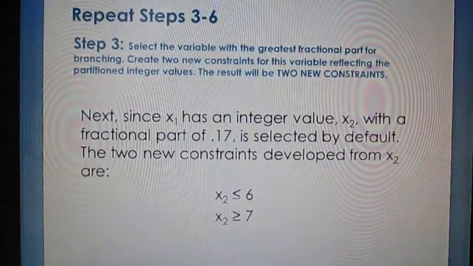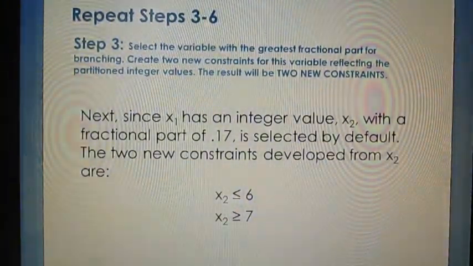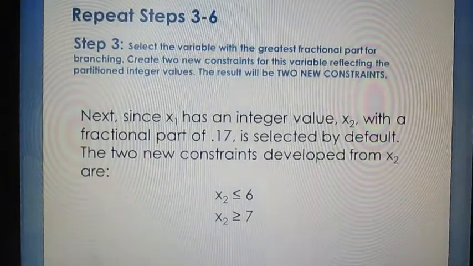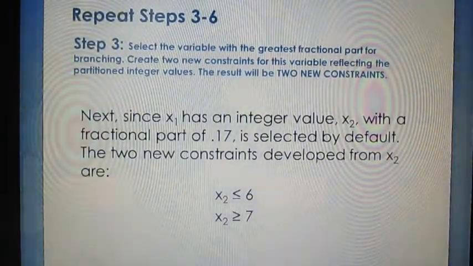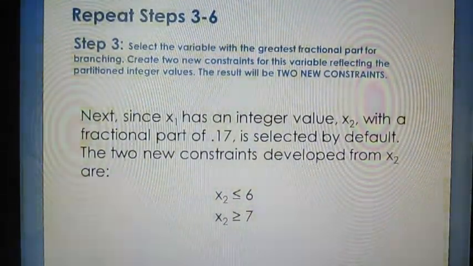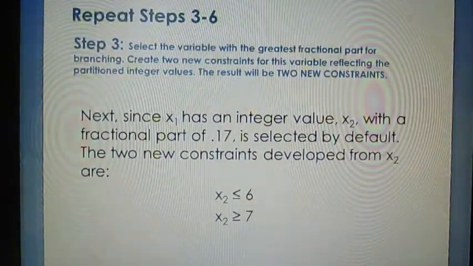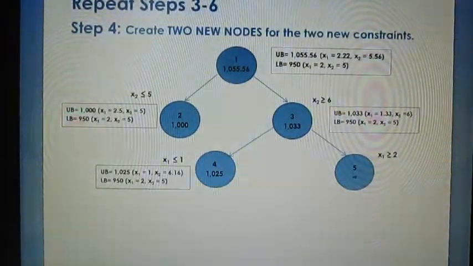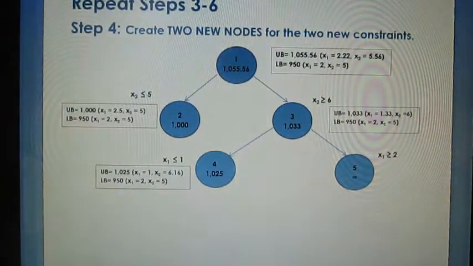yung value ng x sub 2 ay 6.17. Hindi naman pwede na may decimal. So, magkakaroon tayo ng constraint na yung x sub 2 must be less than or equal to 6 or x sub 2 must be greater than or equal to 7. Tapos, gagawa natin ng nodes yung dalawang constraints na yon.